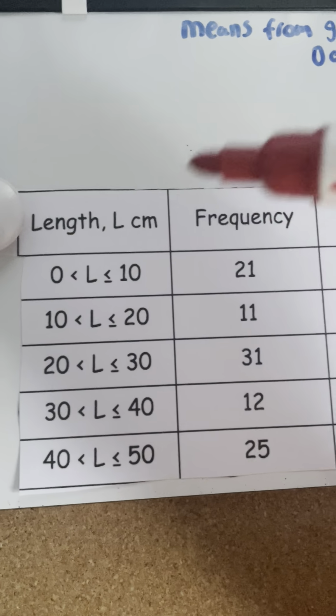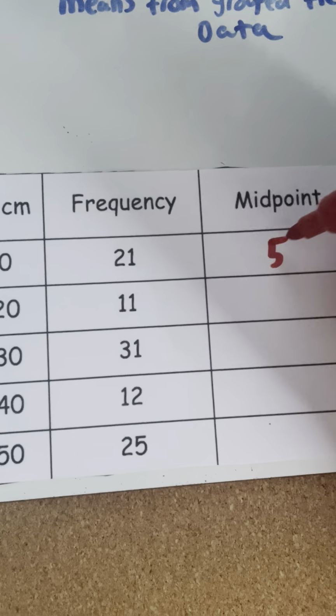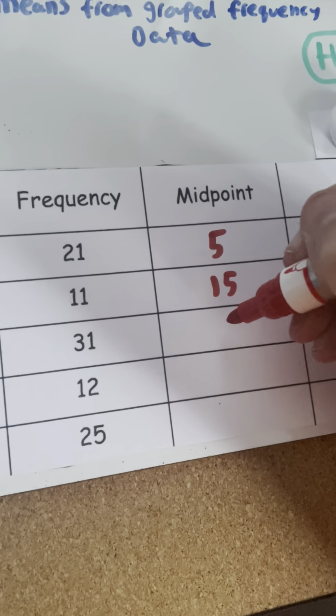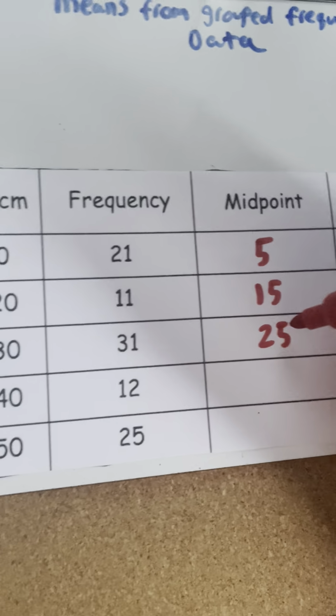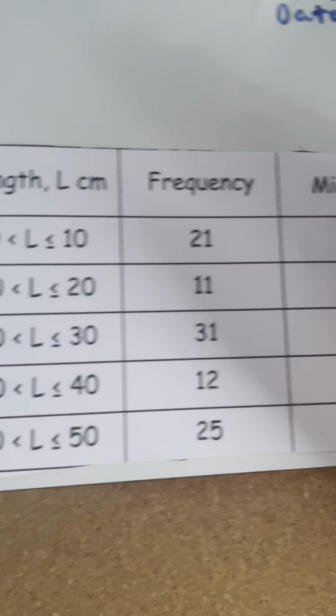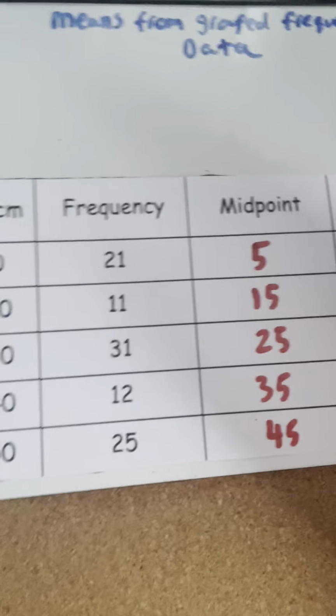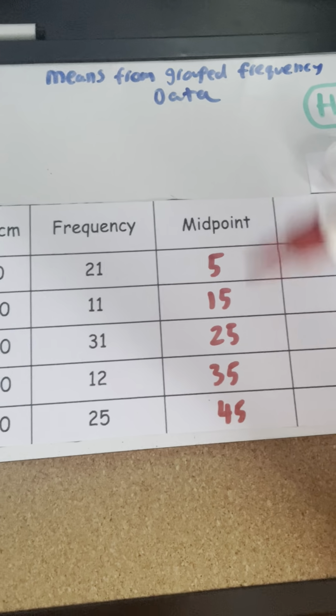So the middle number between 0 and 10 is 5. 10 and 20, 15. 20 and 30 is 25. 30 and 40 is 35. 40 and 50 is 45. So once you've got these, we have the midpoint now.